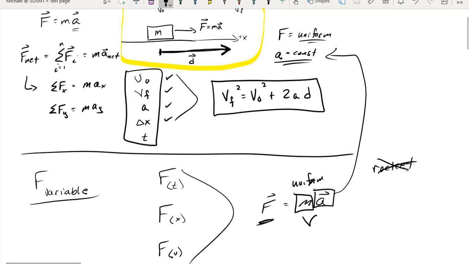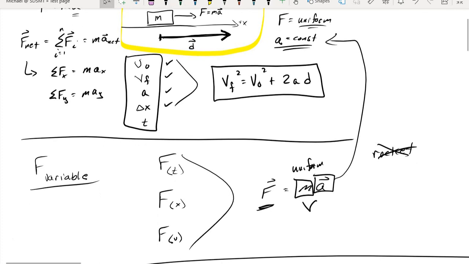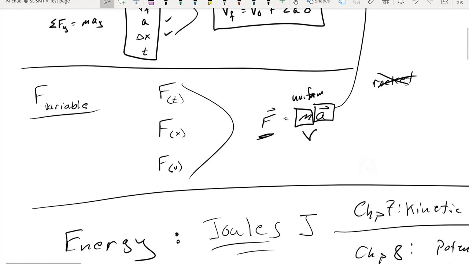Well, even though our derivations required us to use a constant acceleration, there's really no reason that we can't use a variable acceleration in our equations. But just in case, we're going to try that new approach that I mentioned earlier. And that new approach is going to be what we call energy.